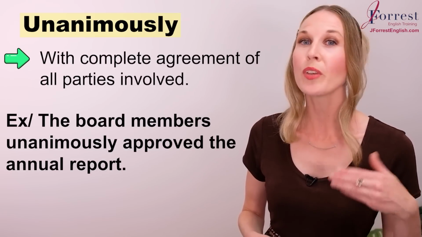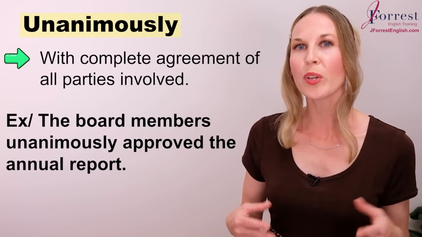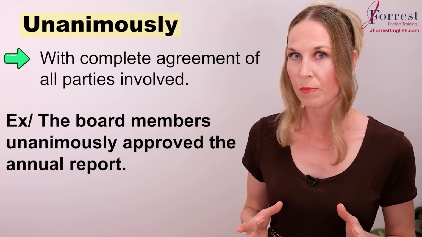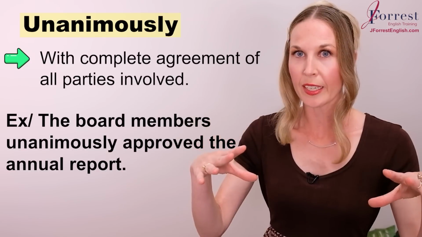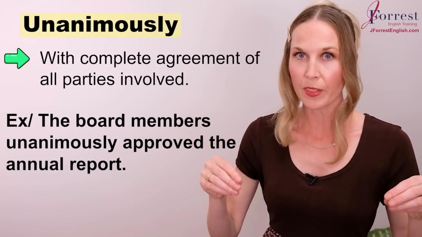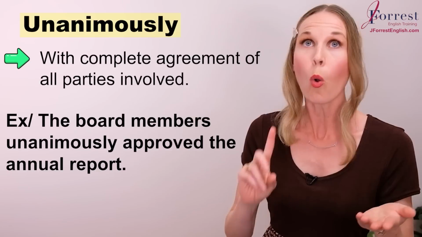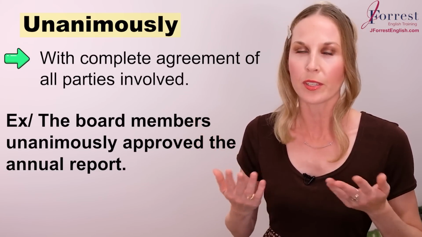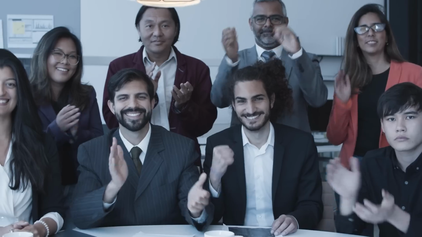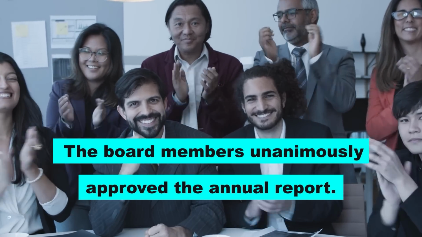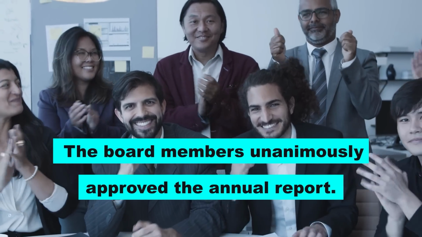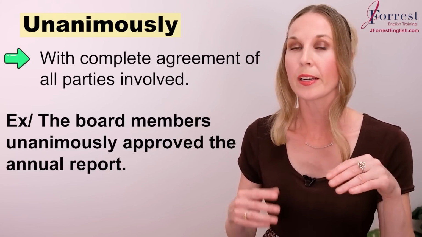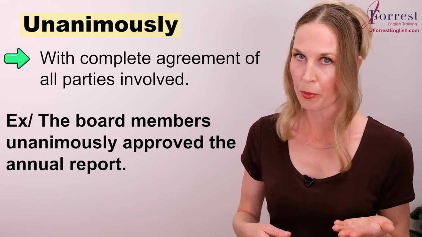Unanimously. This means with complete agreement of all parties involved. So everyone agrees with the same thing. They all agree yes, or they all agree no, or they all agree some other decision. For example, the board members unanimously approved the annual report. This means that every board member said, yes, I approve.